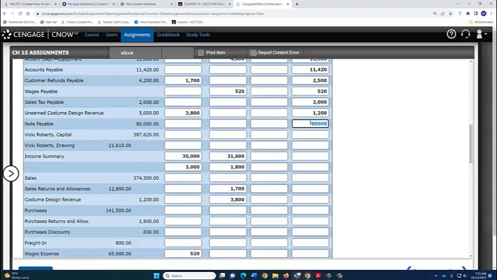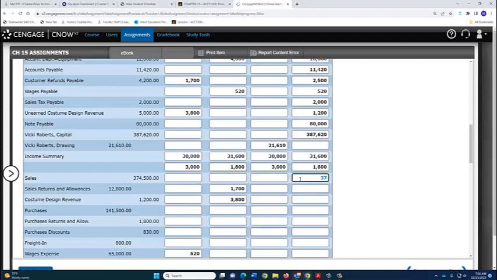Notes payable was 80,000, and capital was 387,620. Drawing 21,610. Now for the income summary, we don't net these figures together, we bring them over exactly as they sit, because the first number in income summary tells us that that was the beginning inventory. The second number says that's the ending inventory. We're going to do the same with the returns inventory. The first number is the beginning, and then the second number is the ending.